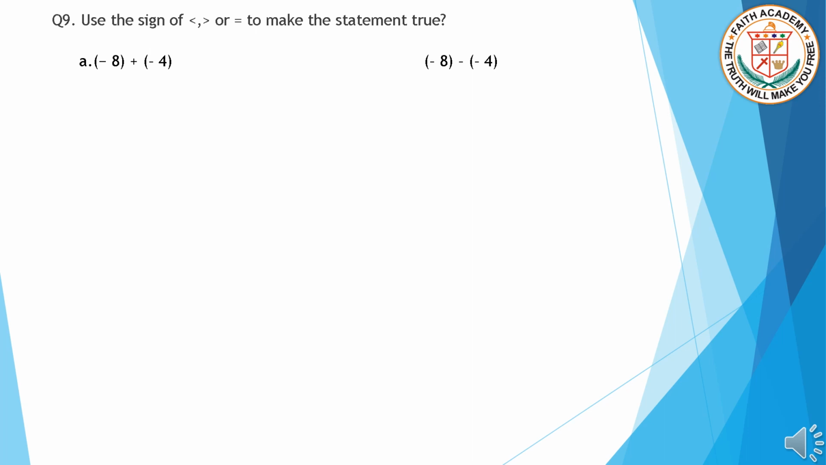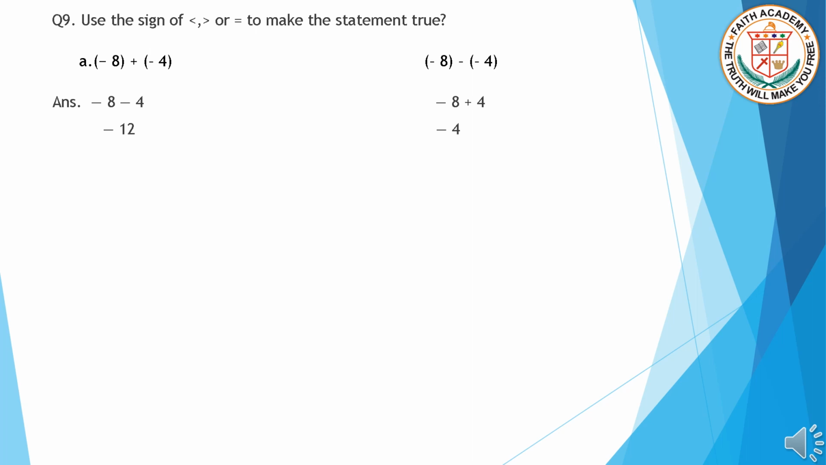So first we will take the first sum, that is minus 8 plus minus 4. So here first let us solve it. The next step comes out to be minus 8 plus minus, because there are two different signs, we use the rule of sign, it becomes negative. So minus 8 minus 4. Here, because there are two same signs, we will always add. So we get the answer as negative 12.